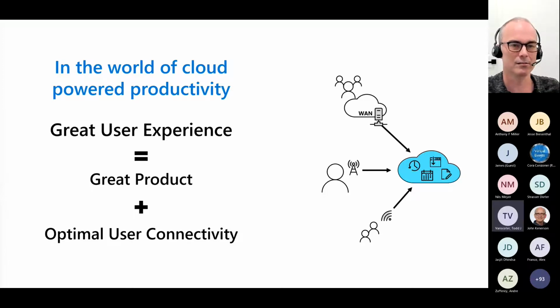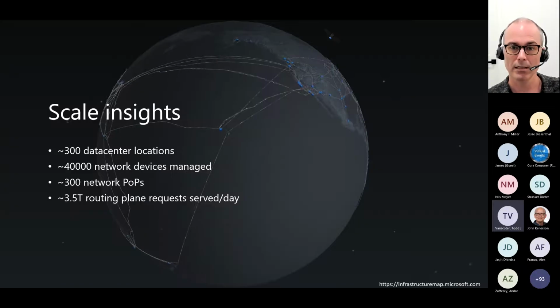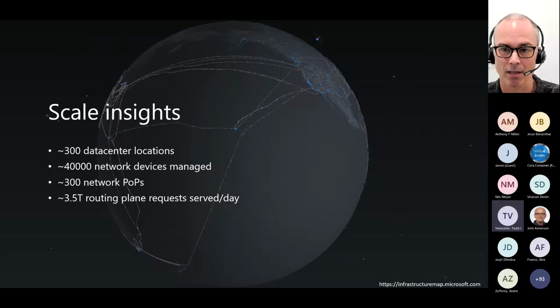For SaaS services specifically, where Exchange Online is certainly one of the biggest and the one we're talking about today: great product. Exchange has a long legacy of being a great product and just getting better over time, and optimal user connectivity. We're going to talk about that latter half today, and a lot of the other sessions at MAC really go into more detail about the great product aspect. So let's talk a little bit about scale.